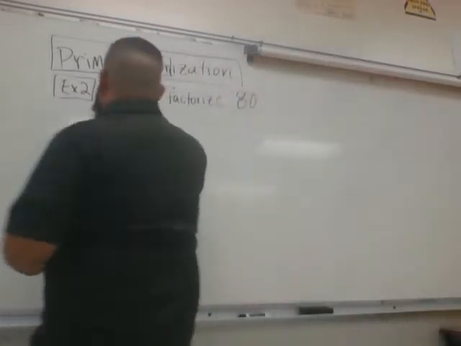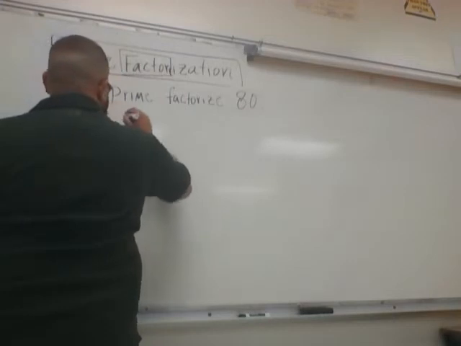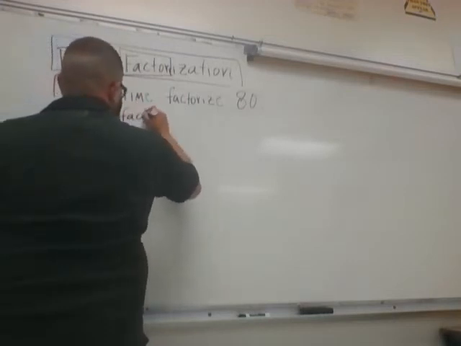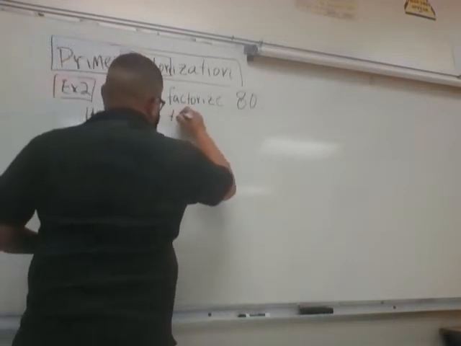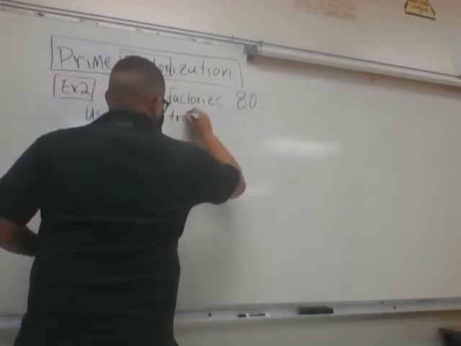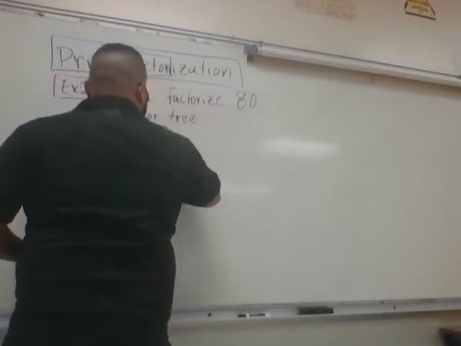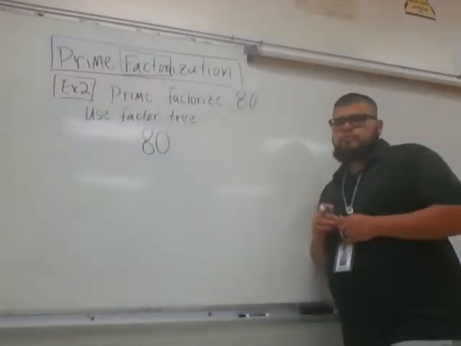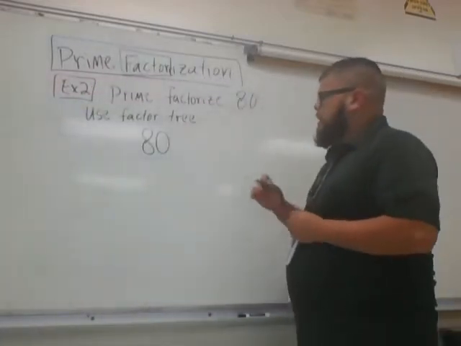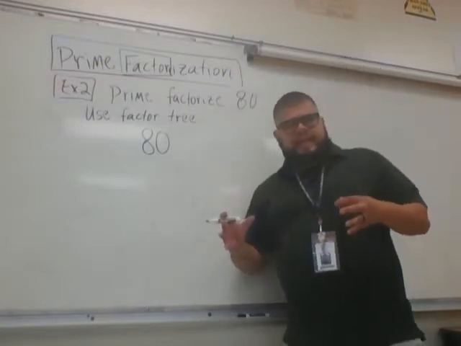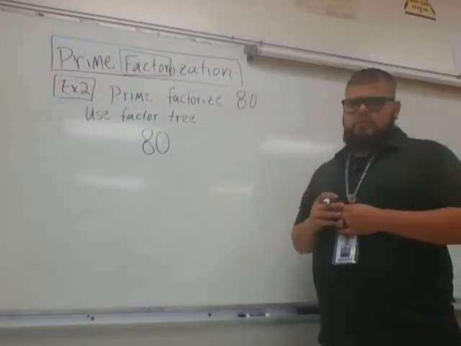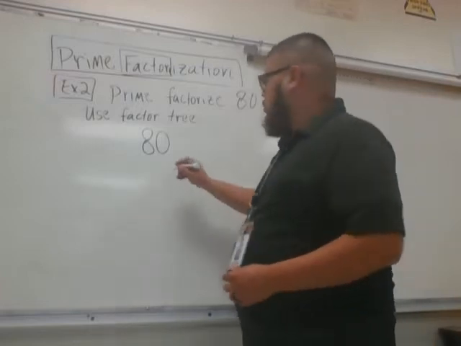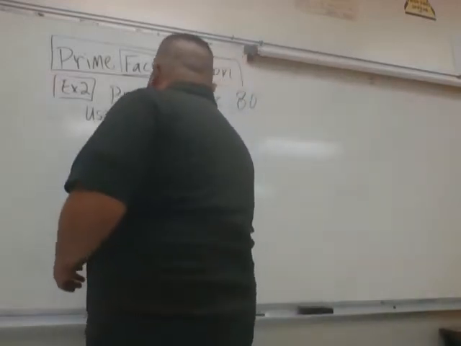So let's go ahead and use our factor tree. I'm going to write that down here. Use factor tree. Okay, so we're going to use a factor tree. So remember, is 80 an even number? Yeah, it's an even number, and so that means we can start off with 2.